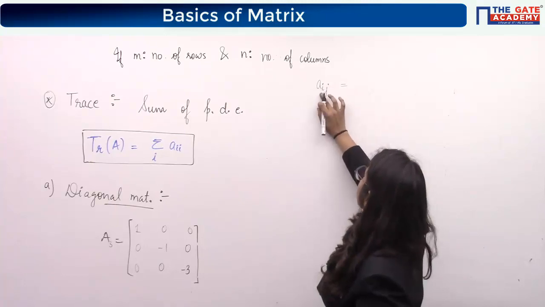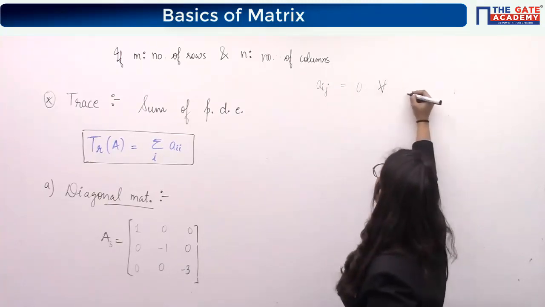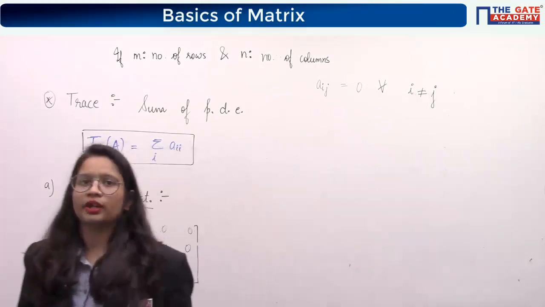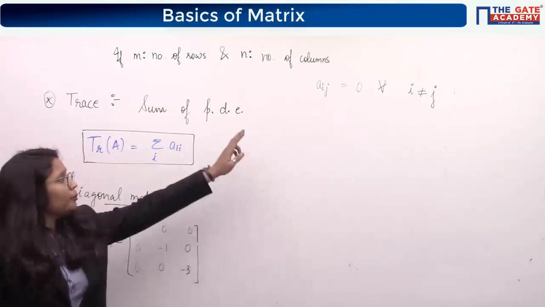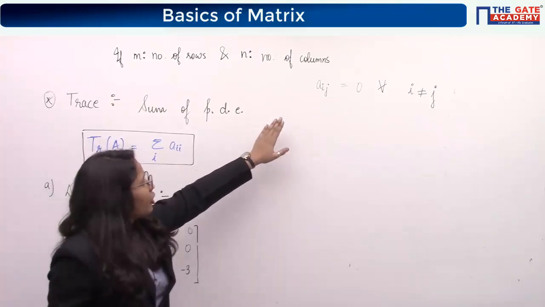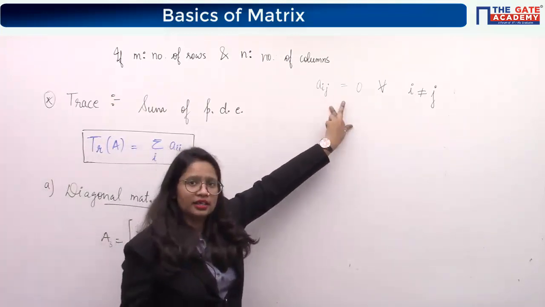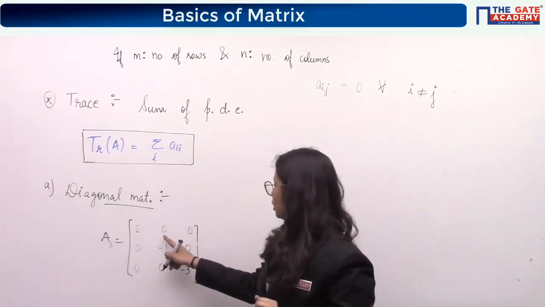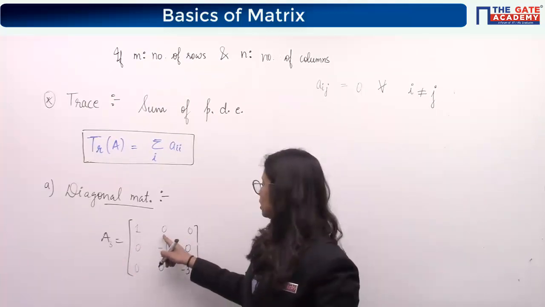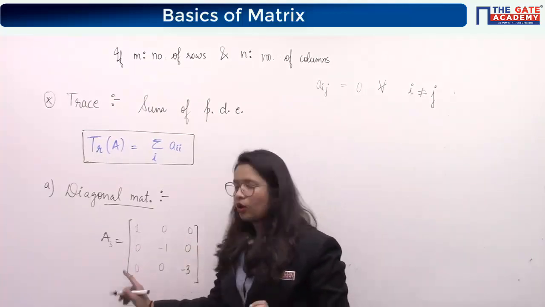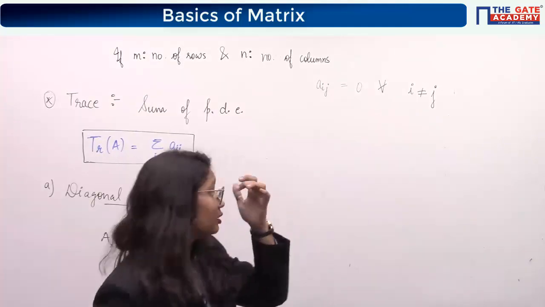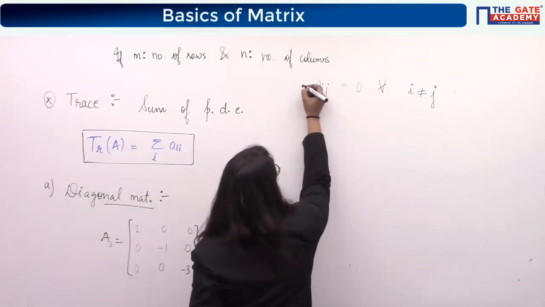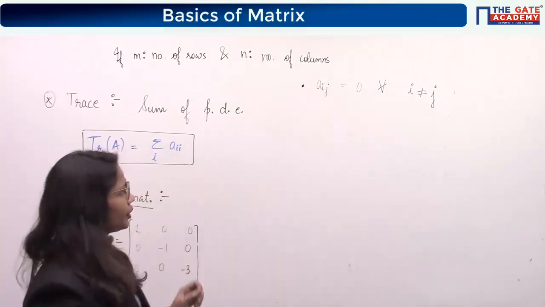If Aij is 0 for all i not equal to j, then that matrix is known as a diagonal matrix. Are you able to understand that definition? For a matrix for which Aij is 0 for all i not equal to j, meaning whenever i is not equal to j, like in this case, all the non-diagonal elements are zero, then it means that it will be a diagonal matrix. Okay, so it is one type of definition of a diagonal matrix.